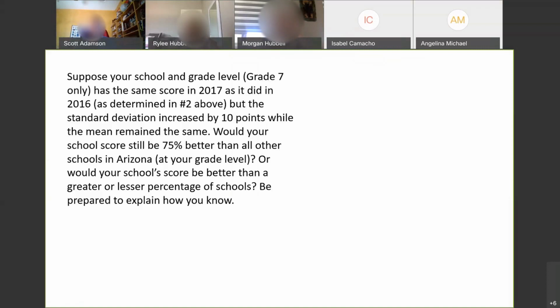What if your school's score stayed the same on average, but the standard deviation got higher? Things got more spread out. This is an important thing because this happens to schools all the time. They'll compare year to year to year, and all they'll look at is their score. And they'll say, oh, our score didn't change at all. But what about the standard deviation?